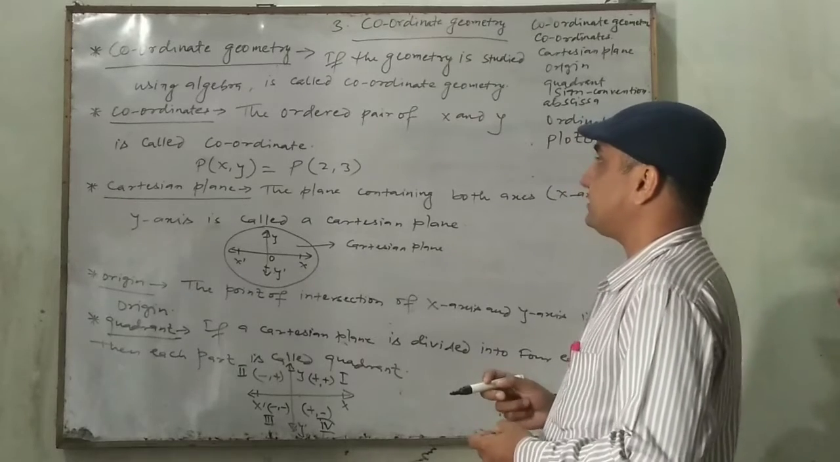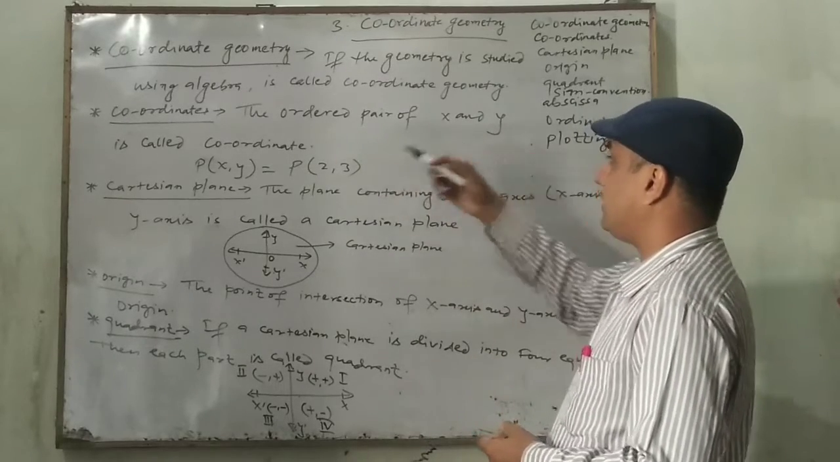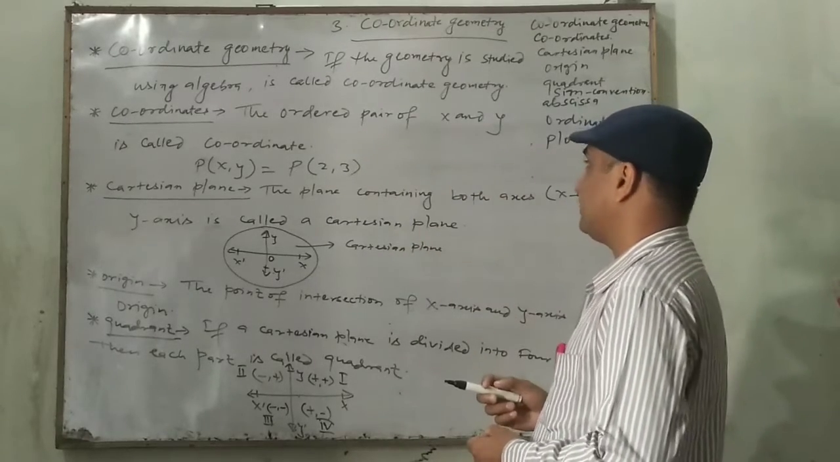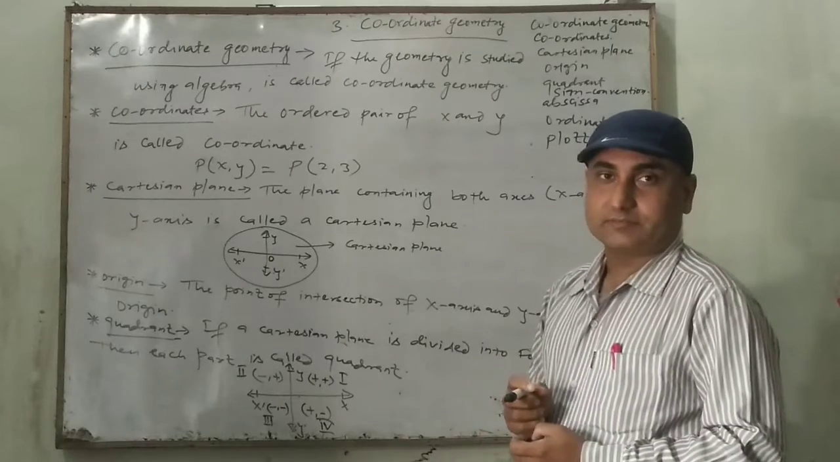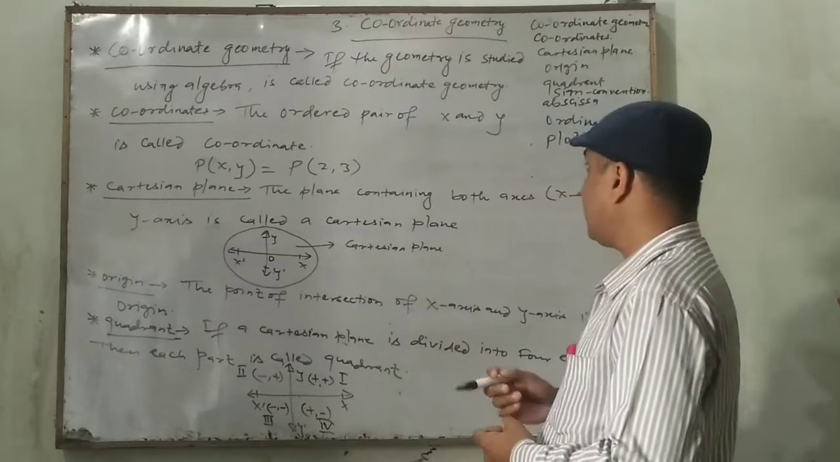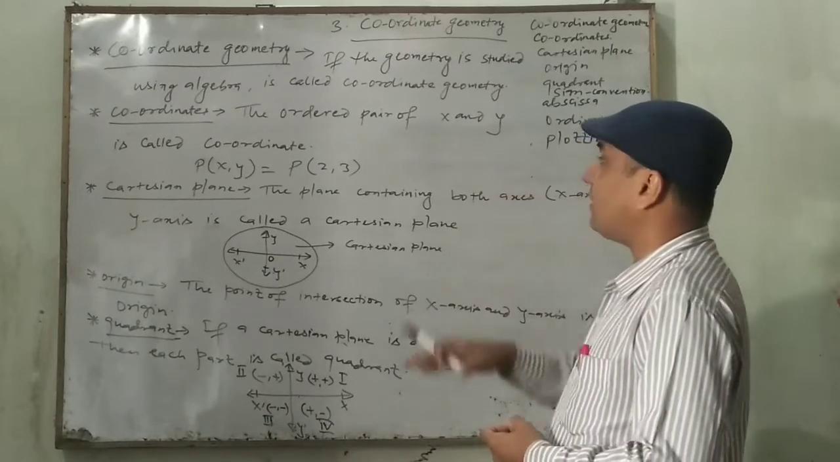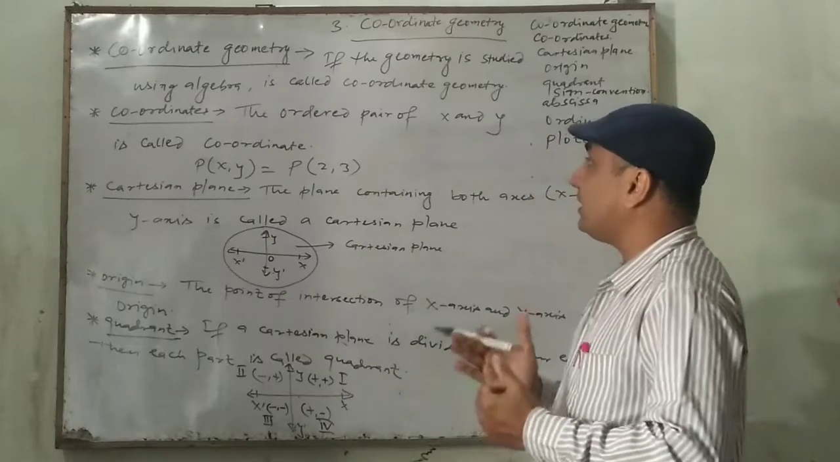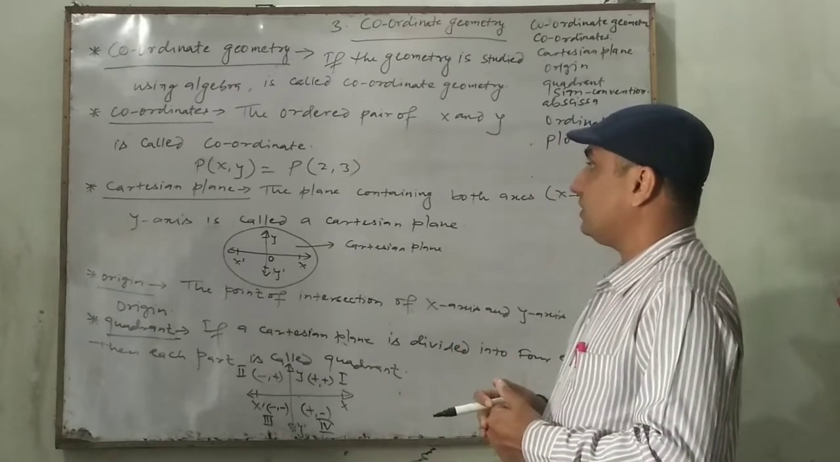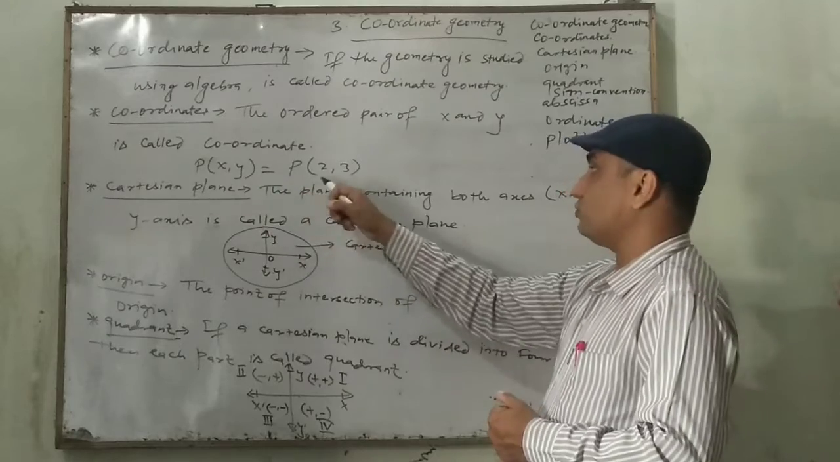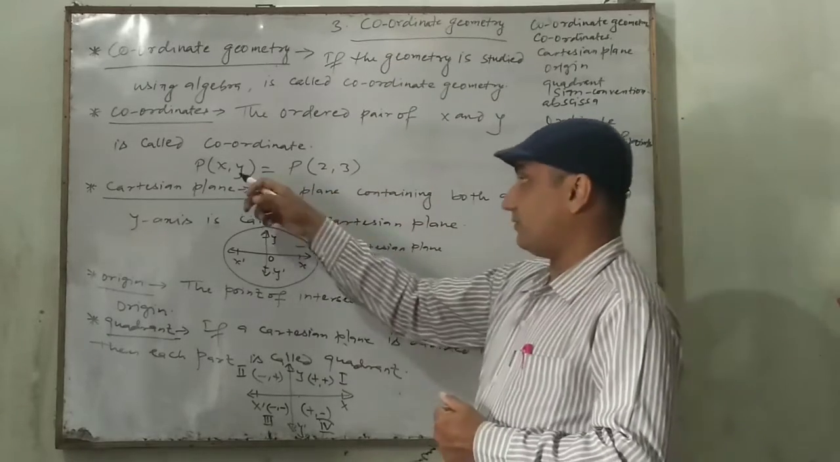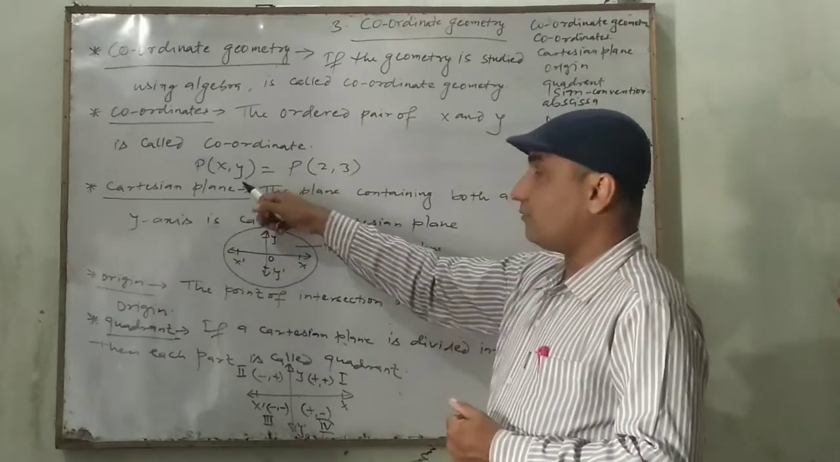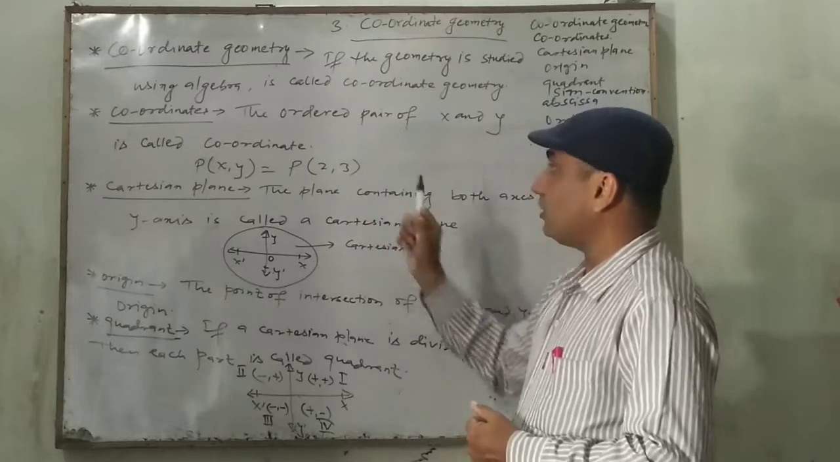What are coordinates? The ordered pair of x and y is called a coordinate. If you take the value of x from the x-axis and the value of y from the y-axis, you can give the pair of x and y as P(x, y) equals P(2, 3). Here the value of x is 2 and the value of y is 3. Then it is called a coordinate.